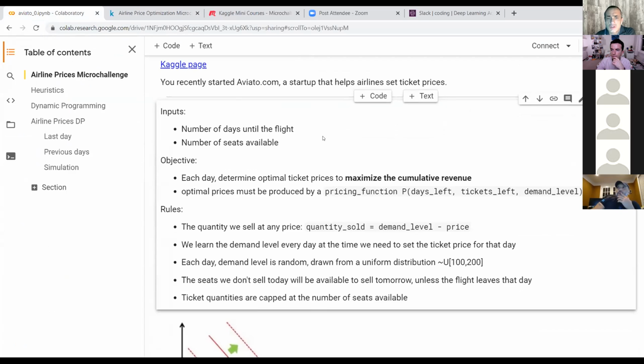So the challenge is asking you to imagine that we started a new startup that helps airlines set ticket prices. The objective of the startup is to maximize the total revenue that an airline can get from a given flight. And all we have as an input when we start the challenge is basically two numbers, right? The days until the flight and the number of seats available. That's all we have.